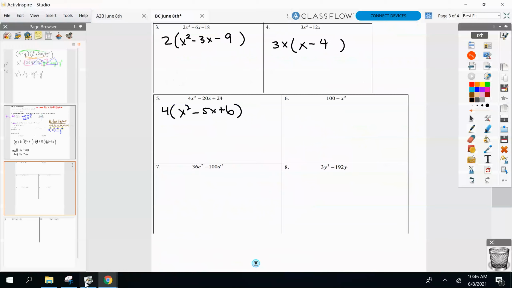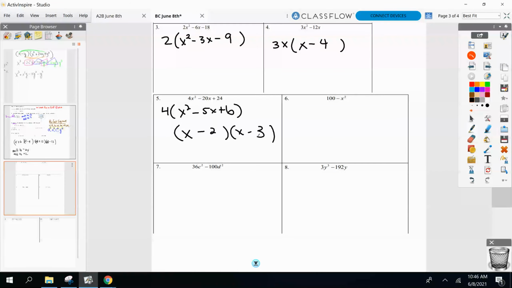Last one for you today. 2 numbers that multiply to 6 but add to negative 5. 4 times x minus 2 and times x minus 3. Okay, hold on, I got you. x minus 2, x minus 3.